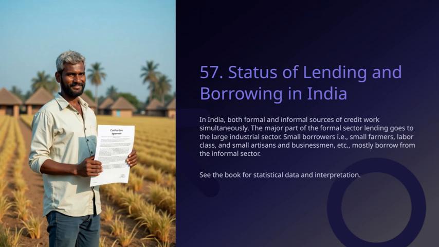the book. Now, focusing on India, it's important to understand that both formal and informal sources of credit operate simultaneously. The formal sector, which includes banks and financial institutions, primarily lends to large industrial sectors. This means that big industries and corporate businesses are the main recipients of formal credit. On the other hand, small borrowers such as small farmers, the labor class, small artisans, and small businessmen tend to rely more on informal sources of credit.